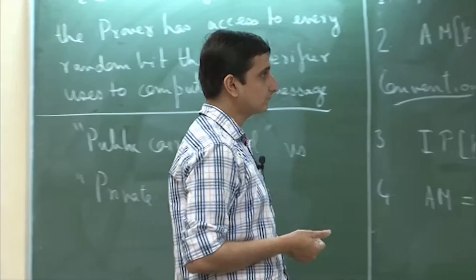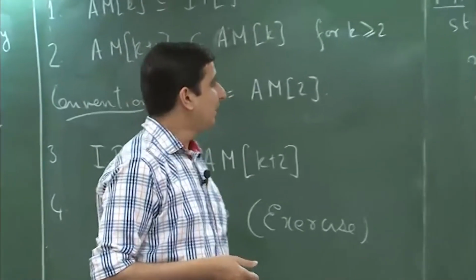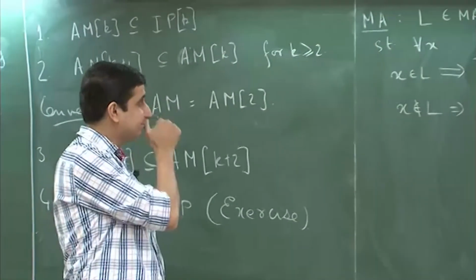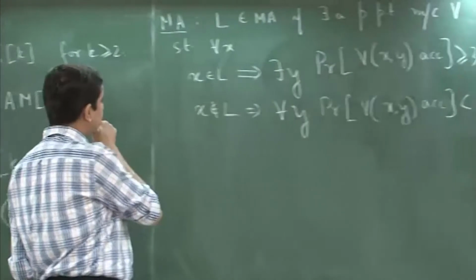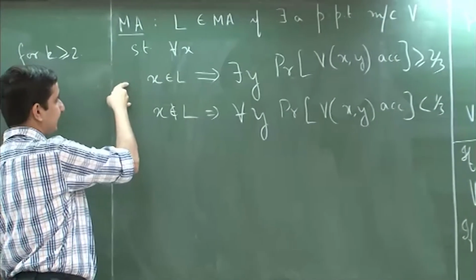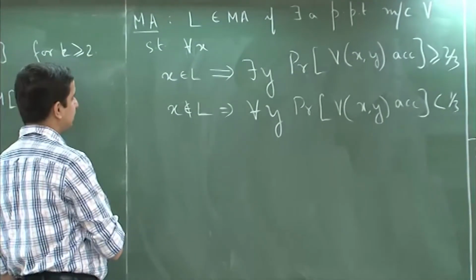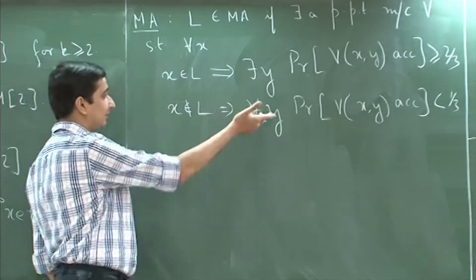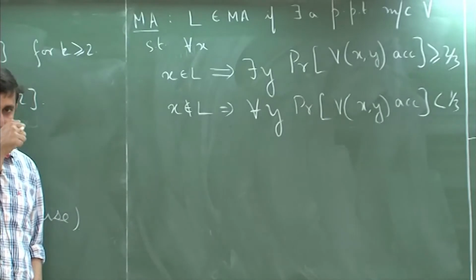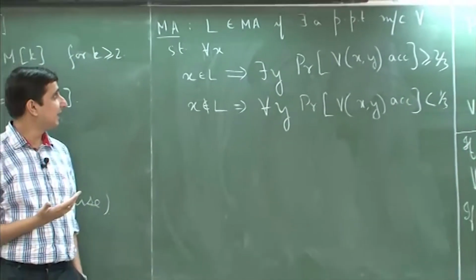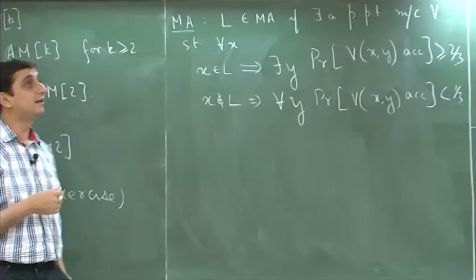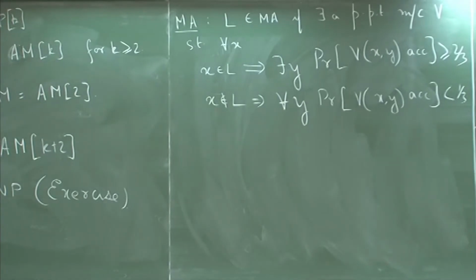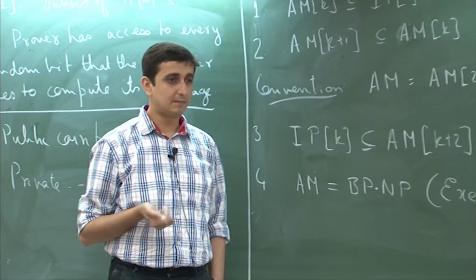Here we just have 2 rounds, or maybe just 1 round, because Merlin sends a string to Arthur and then Arthur decides to accept or reject. So, MA k would probably be contained in AM k plus 1 or something like that.